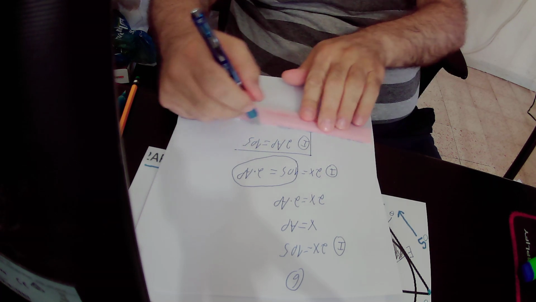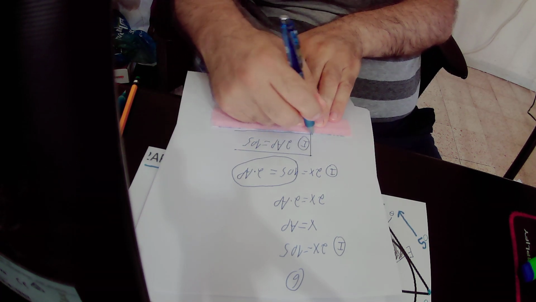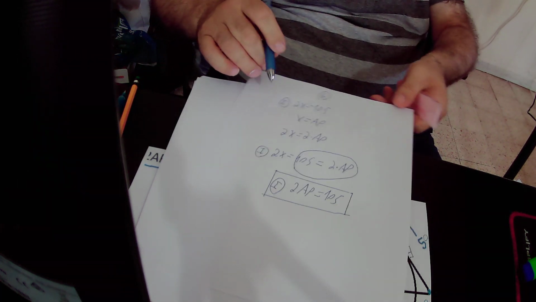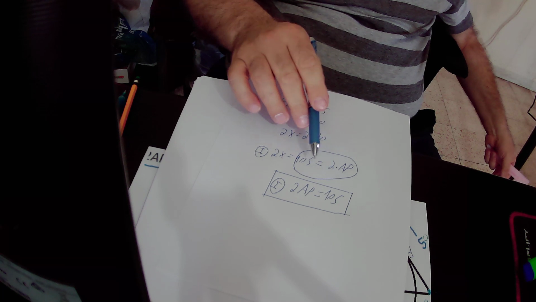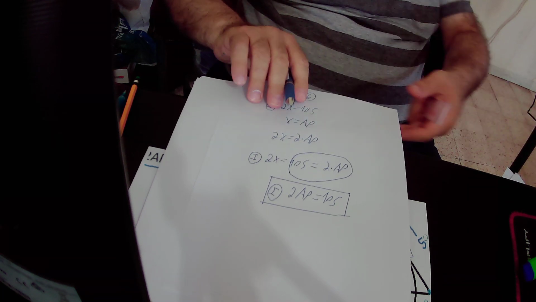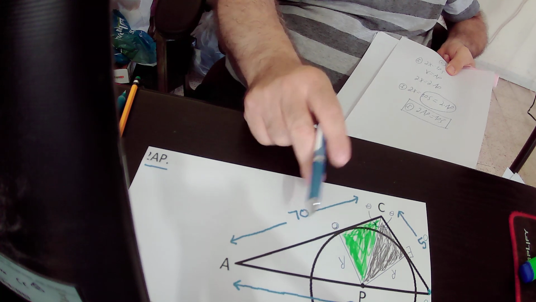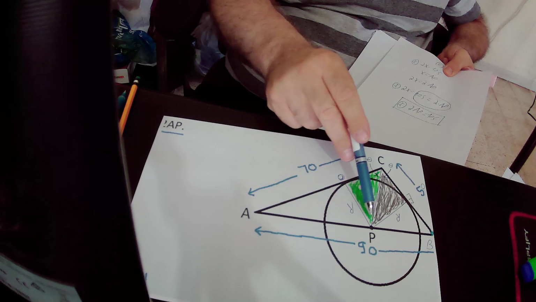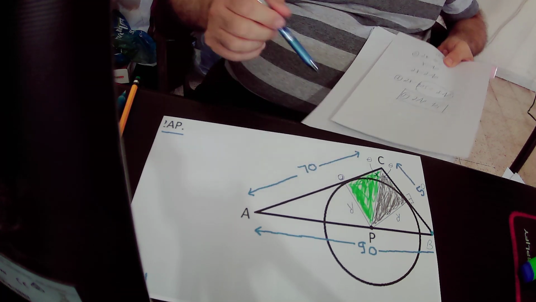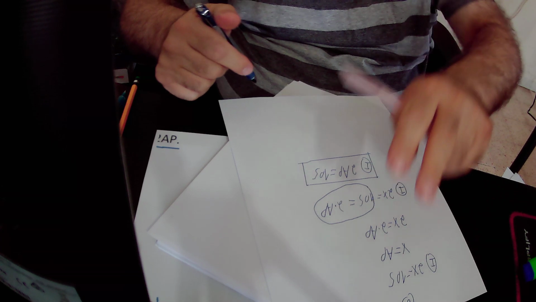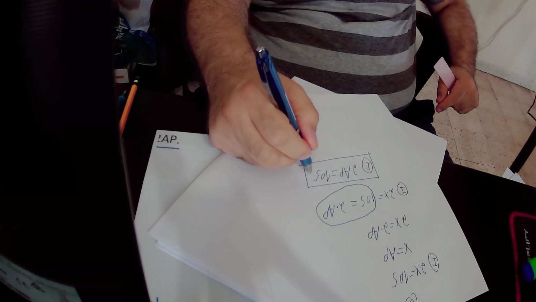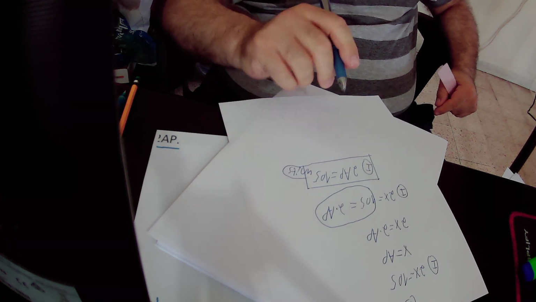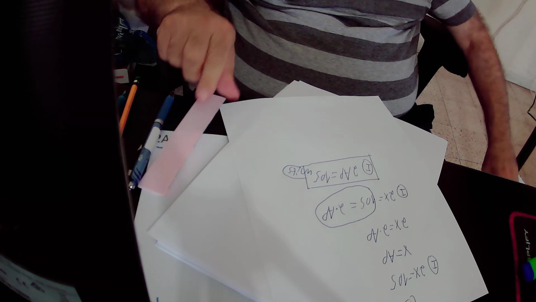We wanted to know what is the value of 2 times AP, and we got the answer. The answer is that the value of 2 times AP is actually 105 units. I will add it. It is 105 units. Okay. So now I will summarize the lecture.